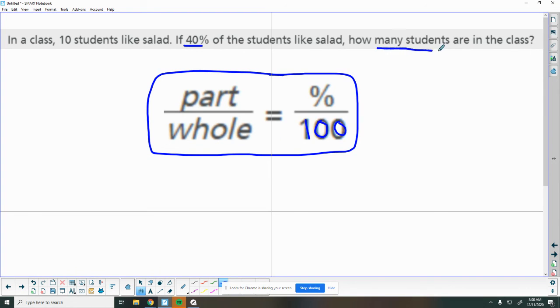So this one asks how many students are in the class. That's a total, which has got to go on the bottom. So we're looking for this. It's asked us that question. It told us that 10 was connected to 40. So those should match up. So each time use this formula, plug in your numbers, and then you can crisscross multiply and divide.